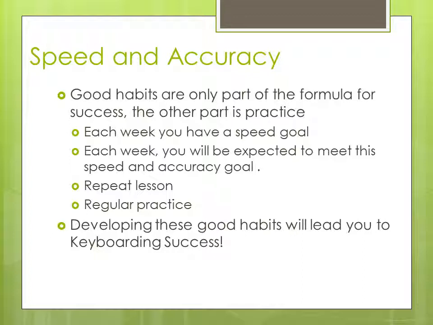Now, each week you will have a speed goal, and you're expected to meet that goal, both the speed and the accuracy. So if you get a timing of 15 words per minute, but you have 9 errors, that's not good enough. You need to have 3 or fewer errors on your timing before you're allowed to move on. So if you get to the end, you take the timing, and you don't meet that goal, before you move on to the enrichment activities, I want you to go back to the beginning of the lesson and repeat the lesson. When you get to the timing, hopefully your speed and accuracy is where it is. If it's not, go back and repeat the lesson.